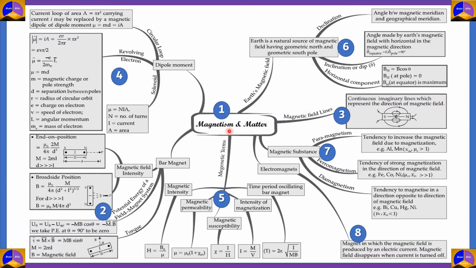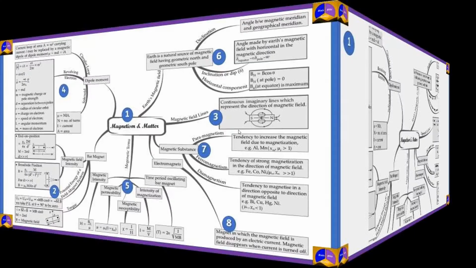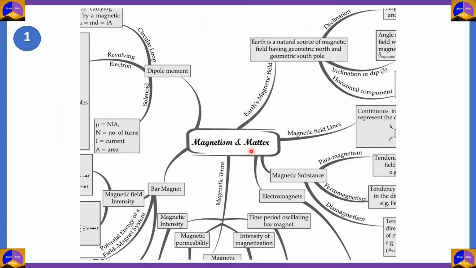So today our chapter is Magnetism and Matter. So we know matter as something that has mass and occupies space. But what is magnetism? Well, magnetism is simply defined as the phenomenon due to which certain substances attract steel, iron, nickel, etc. These are ferromagnetic materials. But more on that later.